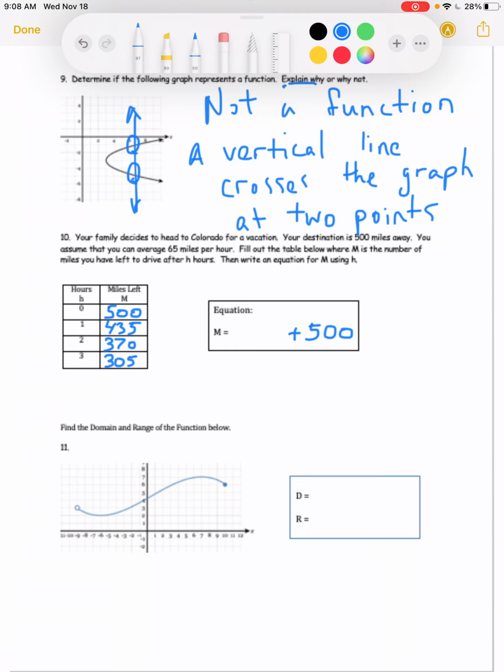So what's happening each hour? H is my variable with my change. Every hour, we're gaining 65 miles. And so what's happening is it's getting 65 miles smaller. We're getting closer, so we need it to be negative.